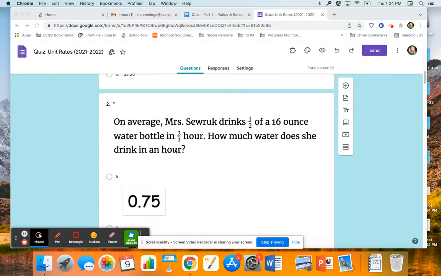Question number 2. On average, Mrs. Severick drinks a half of a 16-ounce water bottle in 2/3 hours. How much water does she drink in an hour? Remember, she's only drinking half of a 16-ounce water bottle, so you have to figure that out before you can figure out the ratio. How much water does she drink in an hour?